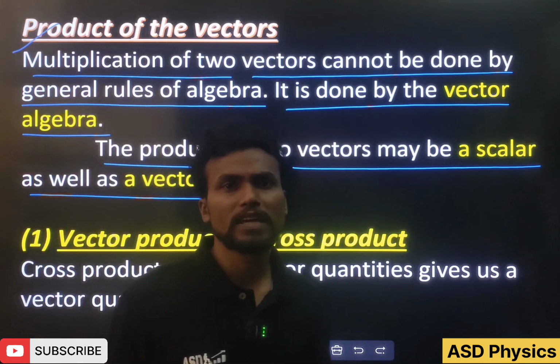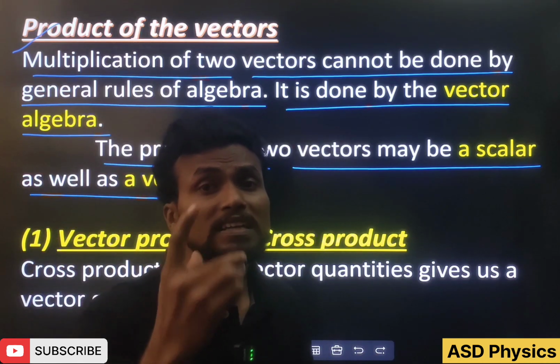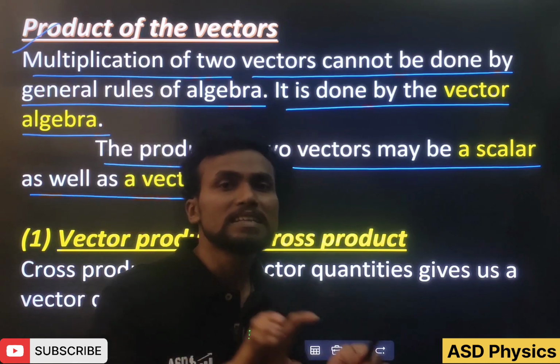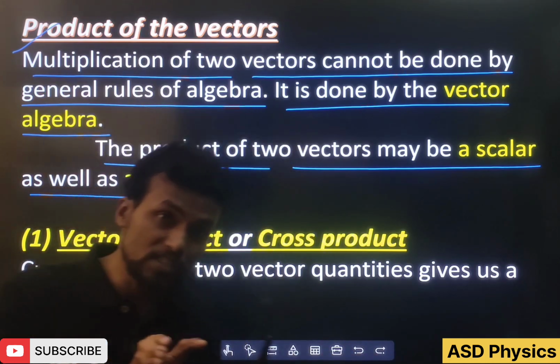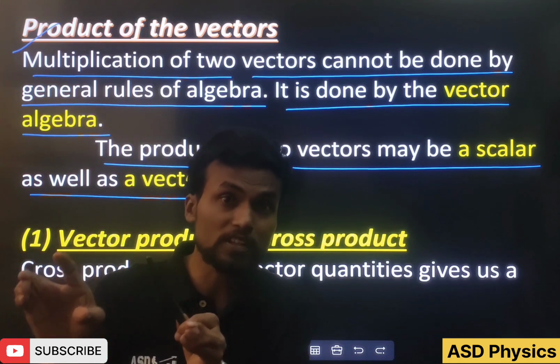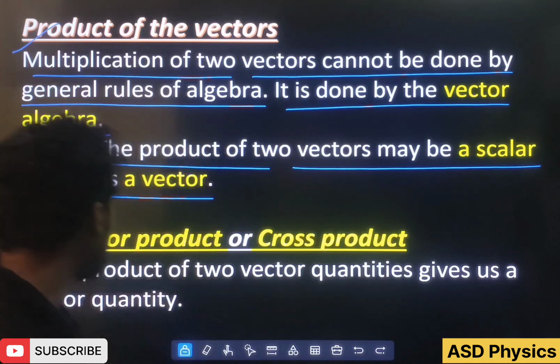In a previous video we have seen that when we multiply two vectors and the resultant physical quantity is a scalar, that product is called a scalar product, or dot product. But what will happen when we multiply two physical quantities and the resultant physical quantity is a vector? Then that kind of product is called a cross product, or vector product.